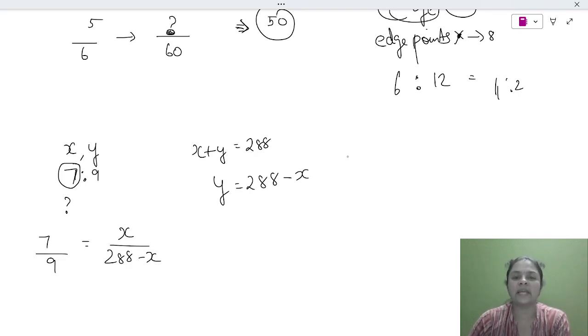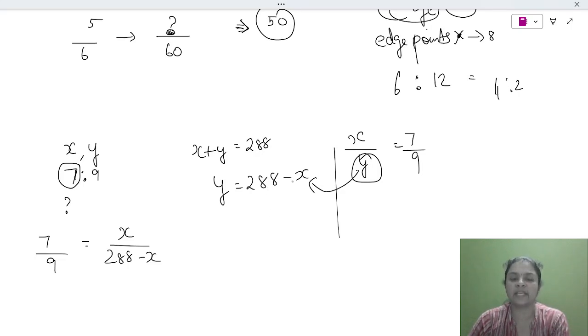So basically the ratio comes like this. I am repeating, please listen. x by y is equal to 7/9. Instead of y, I am writing 288 minus x. Now simplify and solve. You will get the answer.